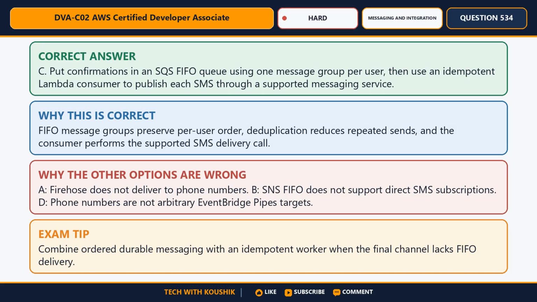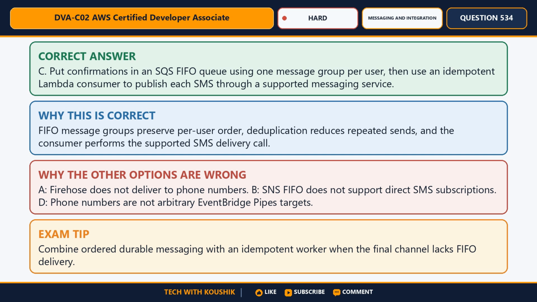The correct answer is C. Put confirmations in an SQS FIFO queue using one message group per user, then use an idempotent Lambda consumer to publish each SMS through a supported messaging service. Here is why. FIFO message groups preserve per-user order, deduplication reduces repeated sends, and the consumer performs the supported SMS delivery call. Why are the other options not correct?